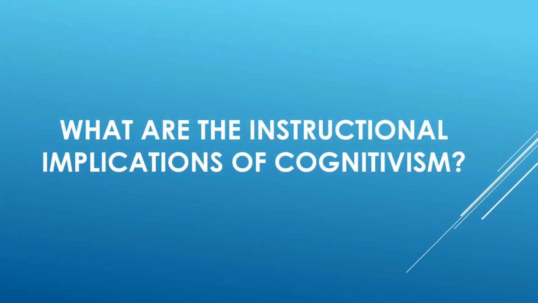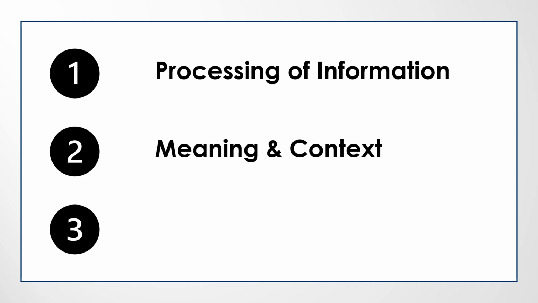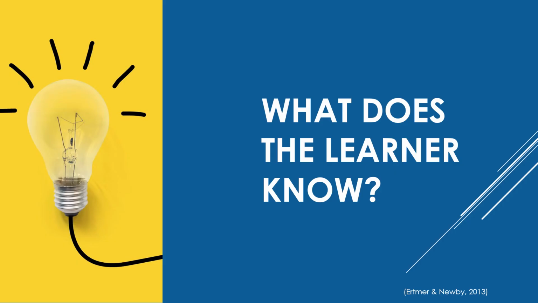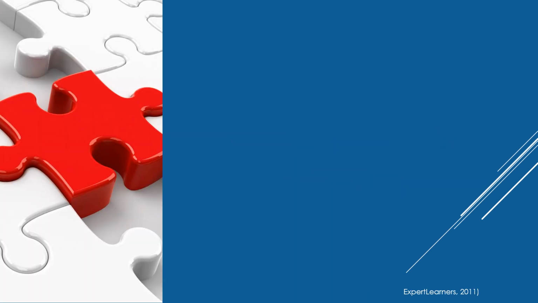This leads to question 2. What are the instructional implications of cognitivism? Regarding the implications, we consider the processing of information, adding meaning and context, and schema. We have to consider these three as designers. The first implication is that we must determine a learner's predisposition to our curriculum while building engagement. How will our instruction be processed? Our emphasis includes the active involvement of our learners. We focus on driving mental engagement over passive consumption.